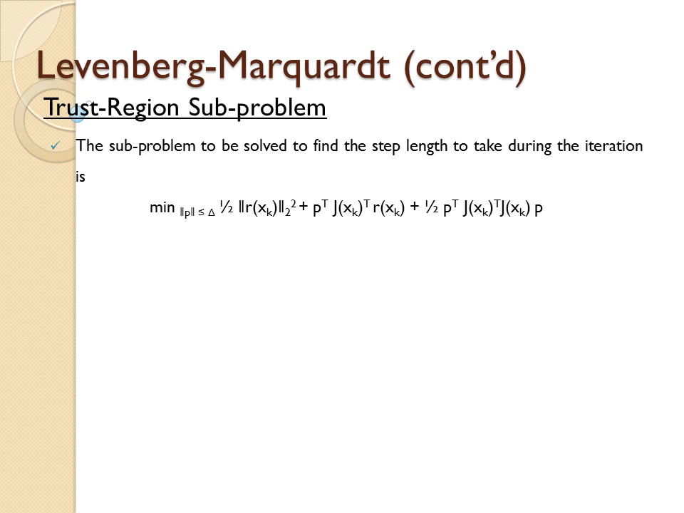Now, the subproblem to be solved to find the step length to take during the iteration is given by the minimum, over norm of p less than or equal to delta, of half of the 2-norm of r(x_k) squared plus p transpose J(x_k) transpose r(x_k) plus half of p transpose J(x_k) transpose J(x_k) p.